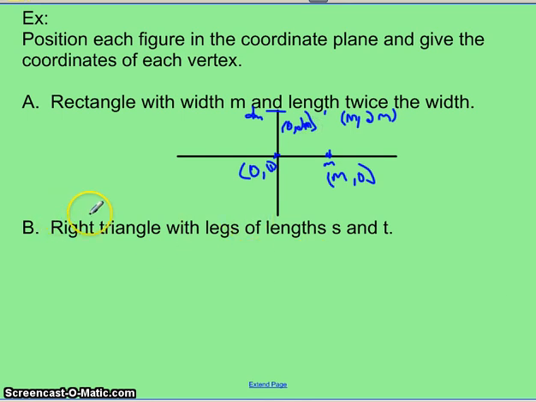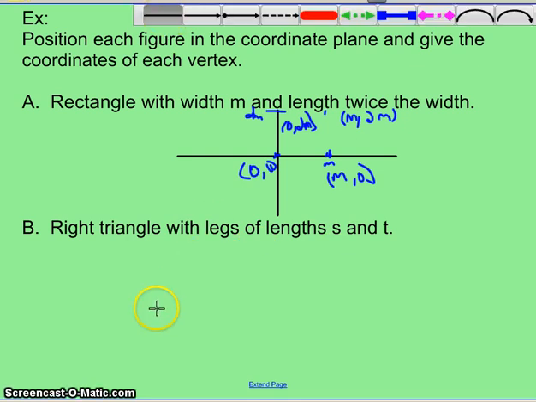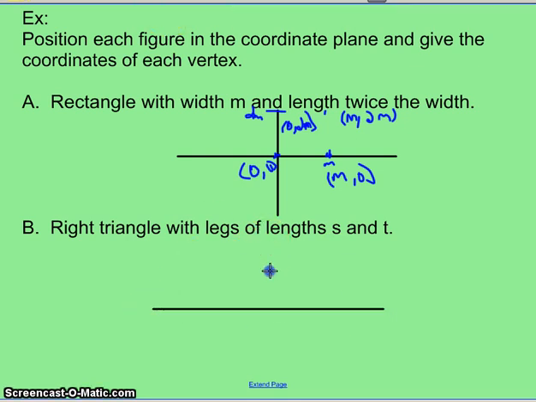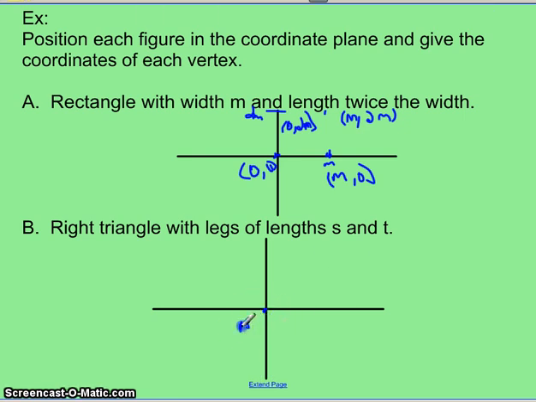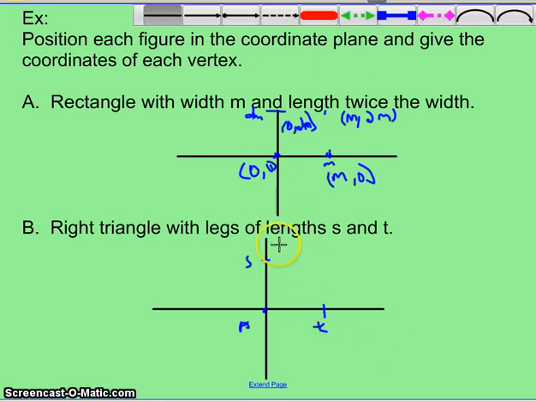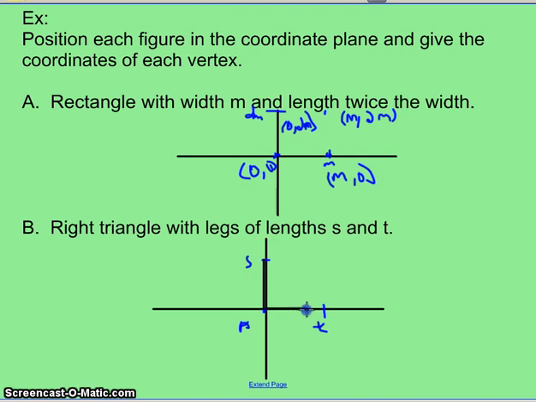Okay, and then we have another example here. It says a right triangle with legs of length S and T. So I'm going to use the same technique as we did earlier with the right triangle. I'm going to stick the right angle right at the origin again. Right here we could call that A if we wanted to. Up here we need a length S, and over here we need a length T. Then we need to write the coordinates of these 3 points to form our triangle. So I'm going to connect them real quick. Bam. We got our triangle.